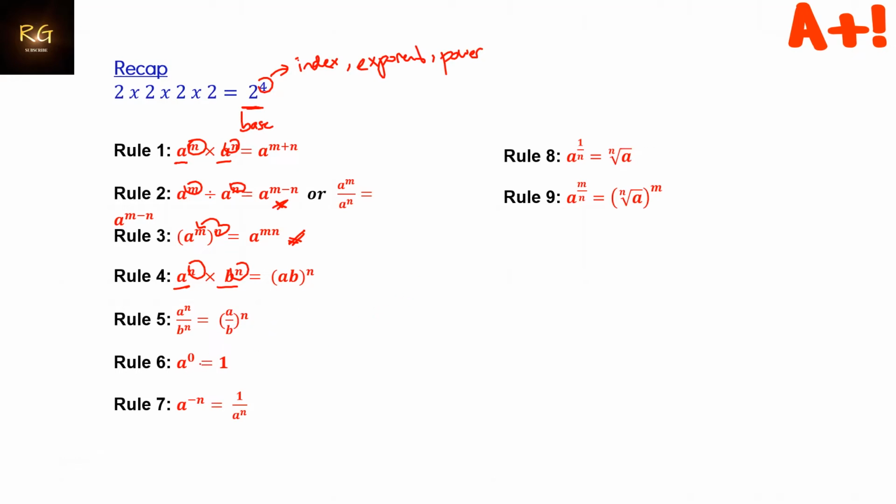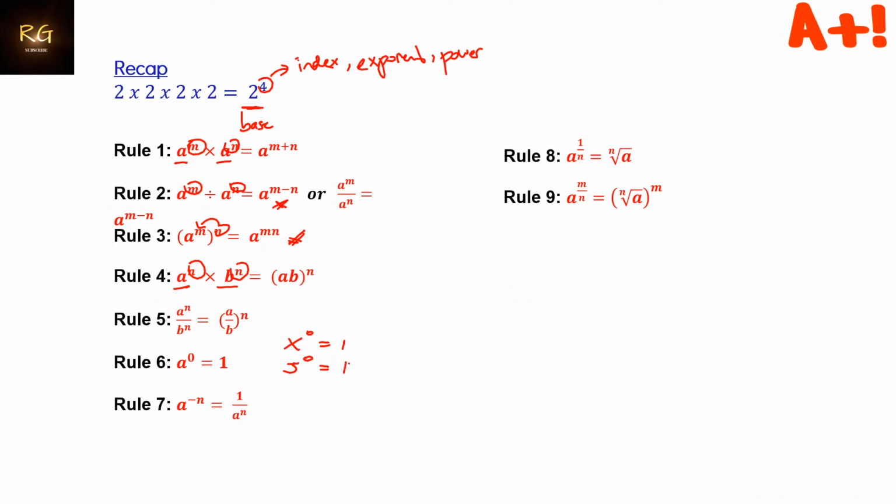Rule 6 is very important, where we need to know that anything to the power of 0 is always equal to 1. So in this situation, I simply wrote a to the power of 0 equals 1. In reality, anything doesn't matter. For example, x to the power of 0 is still equal to 1. For example, the number 5 to the power of 0 is still equal to 1.